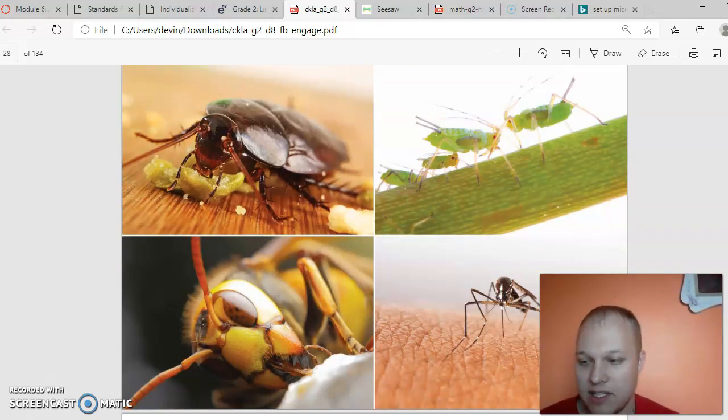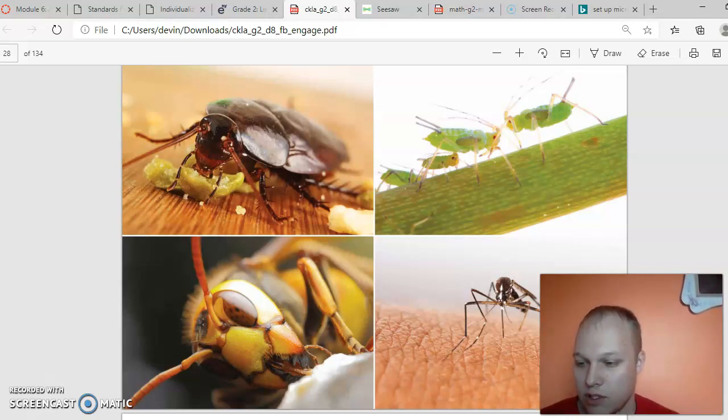Look at the variety of insect mouth parts. Some look like sponges, others look like scissors or needles. An insect's mouth is carefully designed for eating certain types of food. Some insects bite and chew solid foods, others suck liquids, still others pierce their foods.